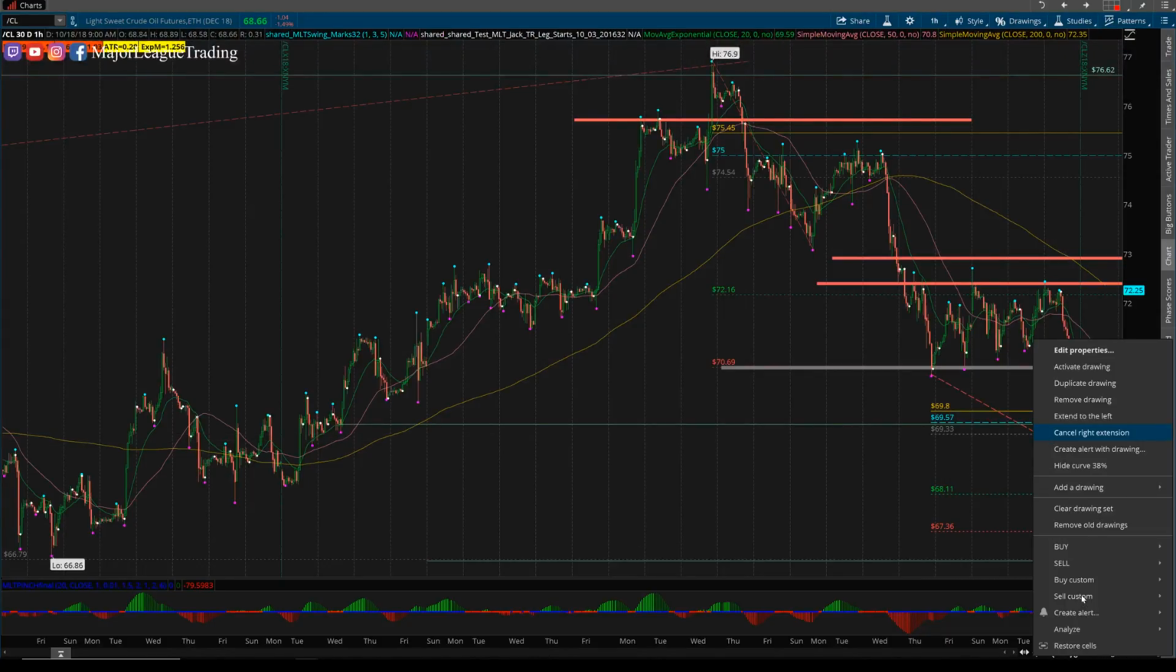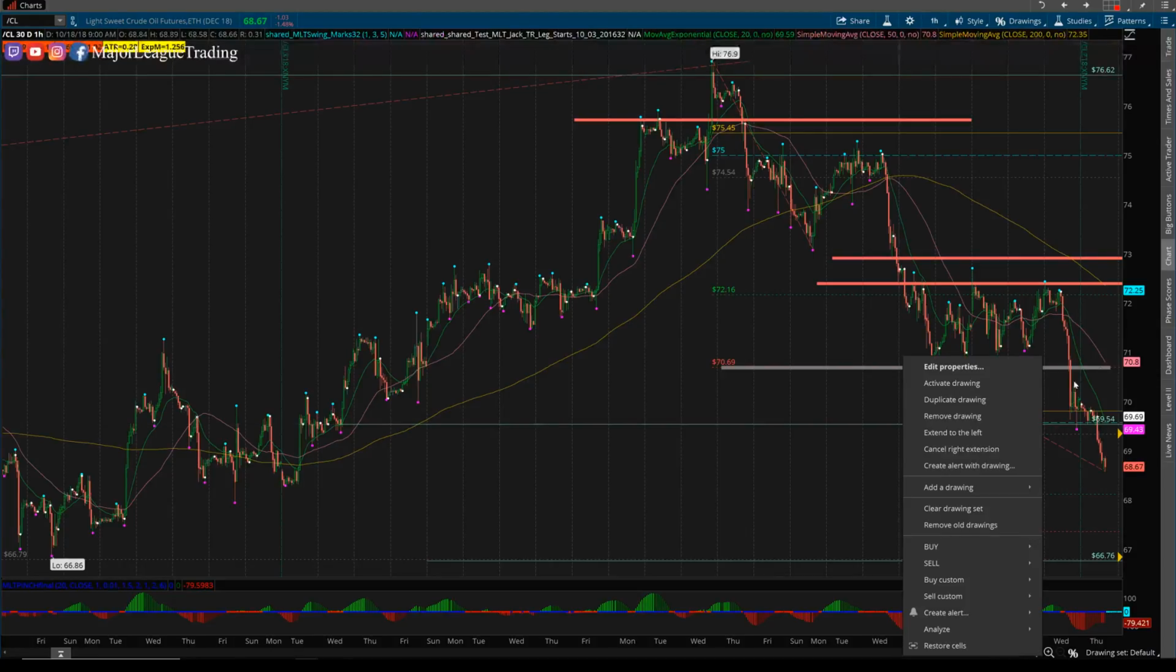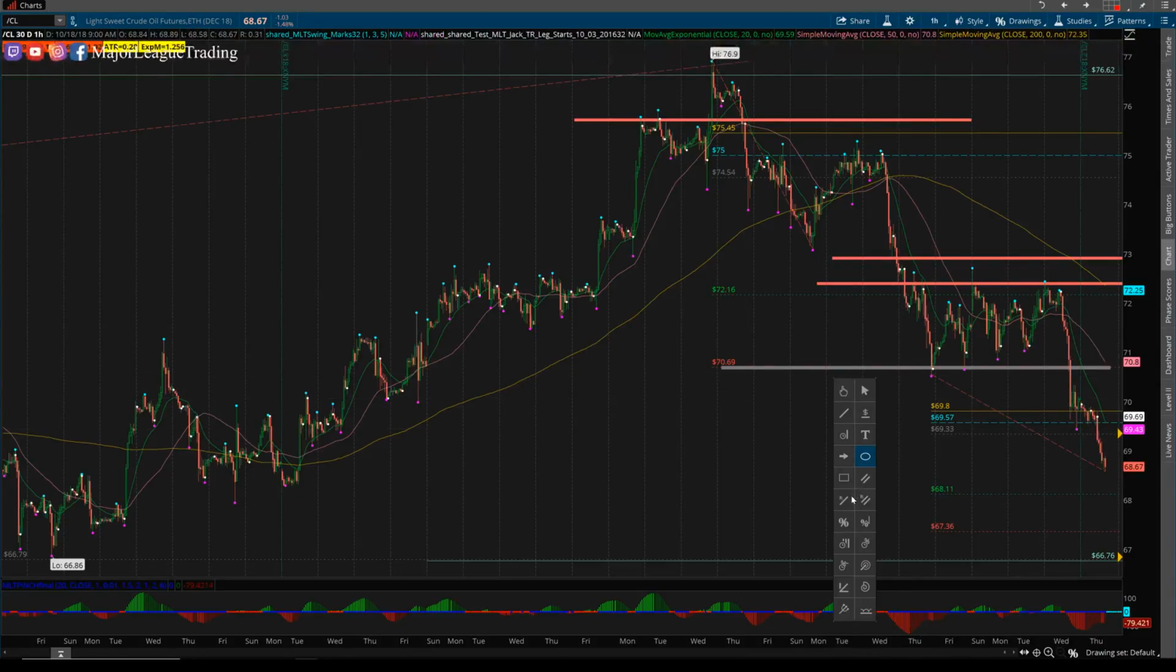69.33, 69.33 and 69.57 are those resistance zones. Yesterday I talked about the 69.57 acting as support. It ended up being the low of the day, and then we rallied. It was a tradable low. Once we broke that, it was lights out for right now 90 ticks. So that's pretty significant.